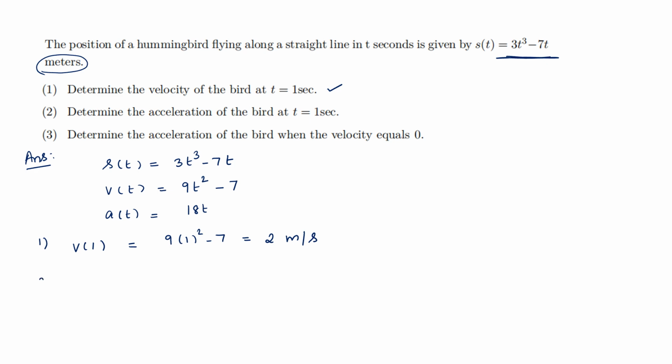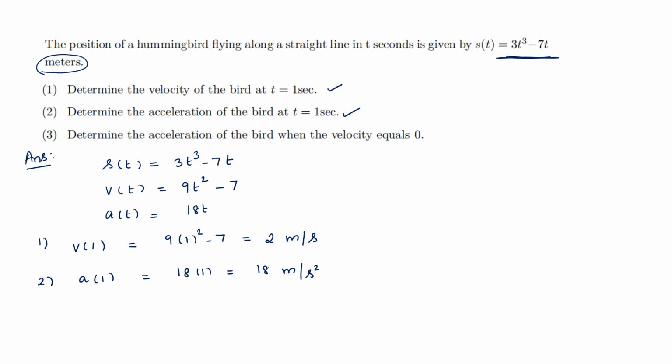Second question. What is second question? Determine the acceleration of the bird at t equal to 1 second. So we have to find out acceleration at t equal to 1. A of 1, 18 times 1, which is equal to 18. What is the unit I told you? Meter per second square. So first two questions simple.